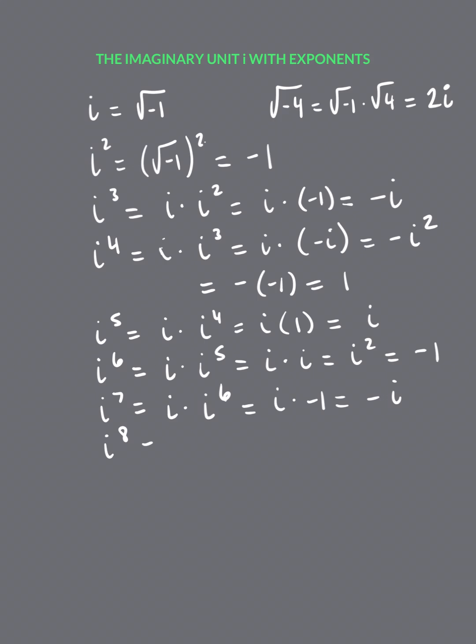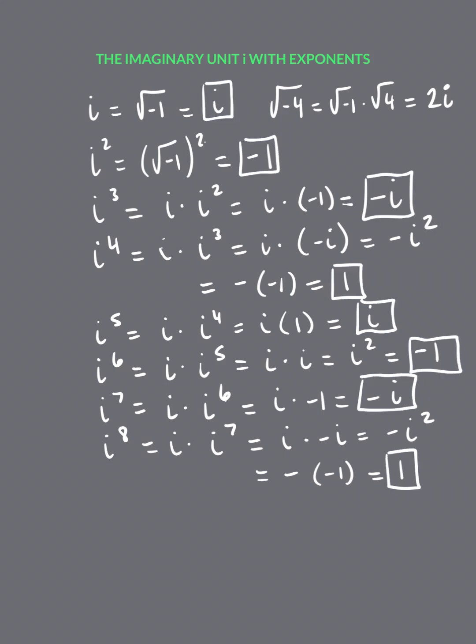i to the eighth is equal to i times i to the seventh, so this is equal to -i times i. Again, we have -i squared, so we know that's negative times -1, so that's a +1. Now hopefully you're seeing the pattern here: i, -1, -i, +1, i, -1, -i, +1. And if we kept going with this, we would continue this pattern.